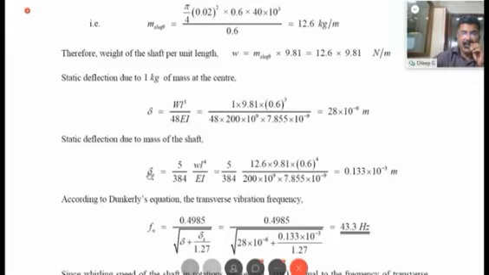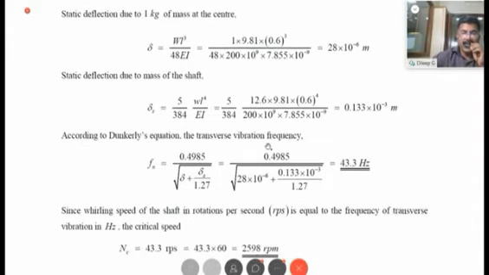So delta and delta S you have found out. Now, according to Dunkerley's equation, the transverse vibration frequency Fn is nothing but 0.4985 divided by square root of delta plus delta S divided by 1.27. Delta is 28 into 10 raised to minus 6 plus delta S is 0.133 into 10 raised to minus 3, divided by 1.27. So if you do it, you'll be getting it as 43.3 hertz. Fn, the transverse vibration frequency of the shaft, we have found out due to the above loading.